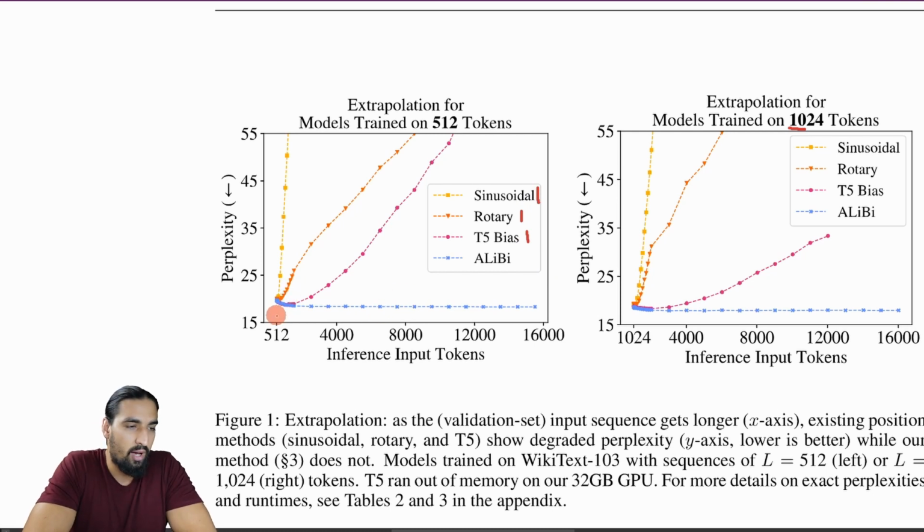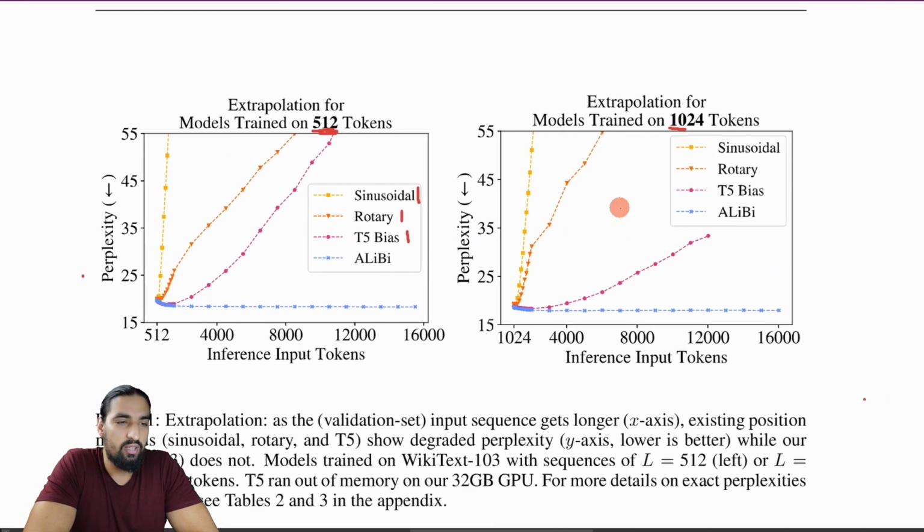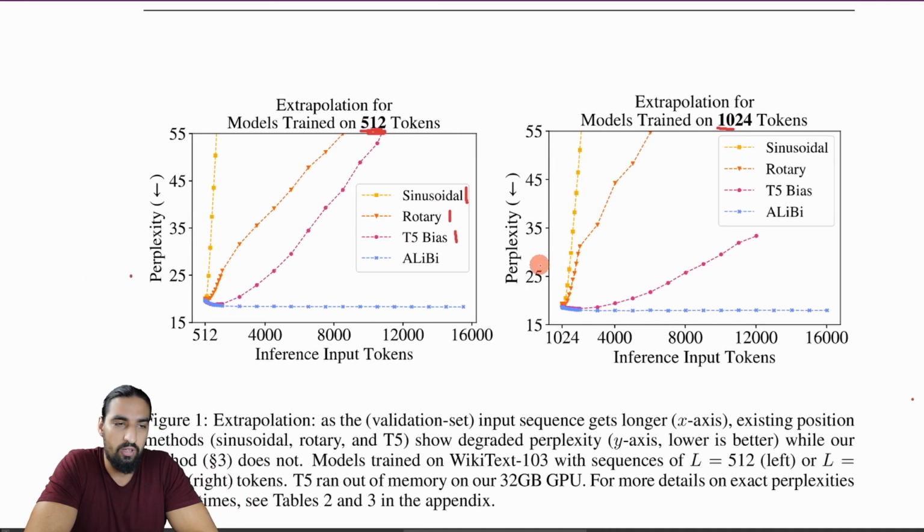As you can see, as we increase the inference input tokens, further away from what the model saw during training, the sinusoidal perplexity just explodes. Again, we have perplexity on the y-axis, lower is better. And we see that the rotary and T5 bias models perform somewhat better, a lot better. I'm talking qualitatively here, but still. And finally, ALiBi looks amazing. To be honest, I'm still puzzled how this is even possible. On the right-hand side, we can see qualitatively the same trend, so I'm going to skip that chart.